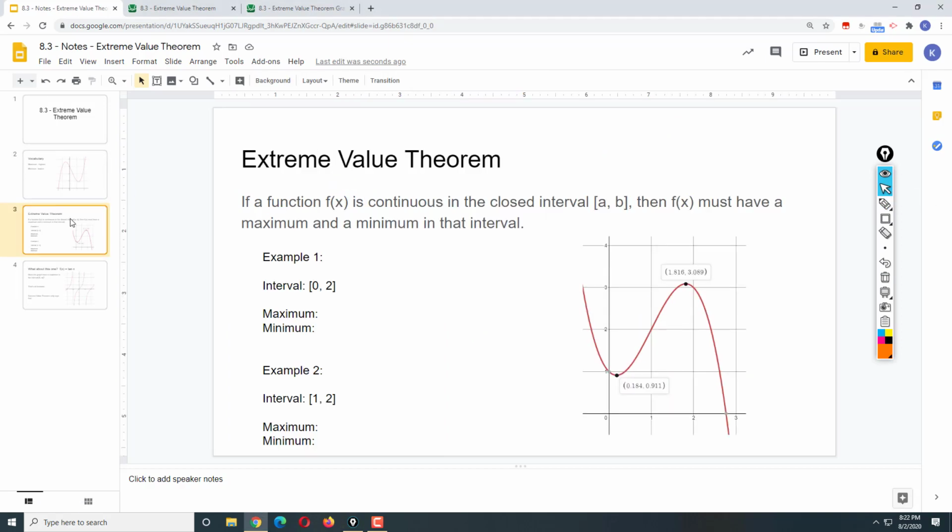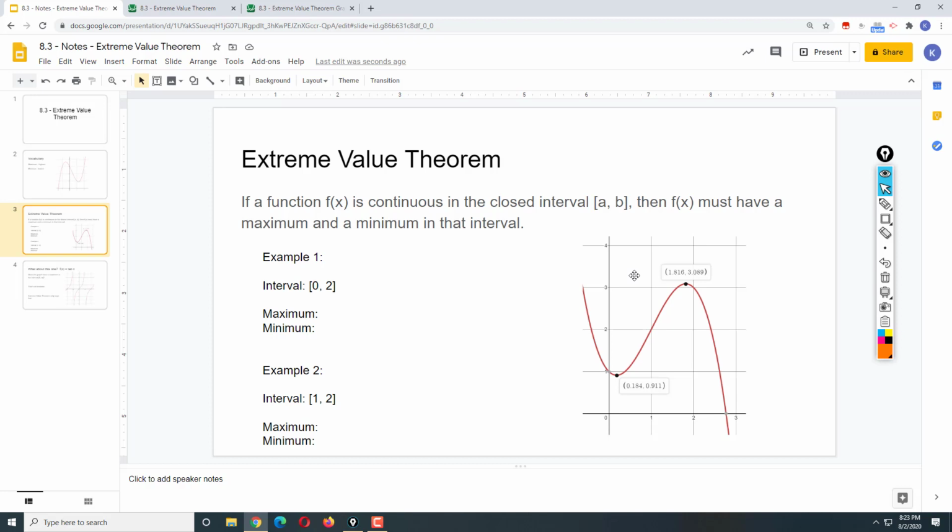So this is what the extreme value theorem says. If a function f of x is continuous in the closed interval a, b. So for example, if the closed interval is 3, 5, then the point 4 is in the closed interval, the point 4.9 is in the closed interval, the point 5 is also in the closed interval 3, 5. But 6 is not. Then f of x must have a maximum and a minimum in that interval.